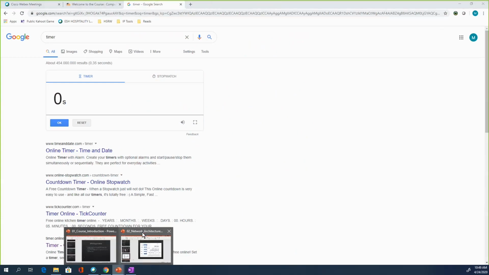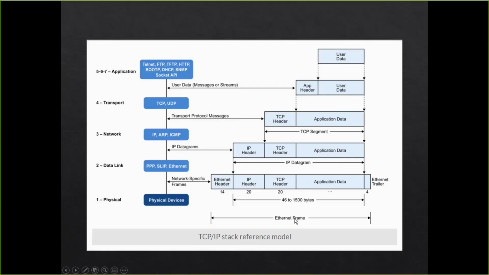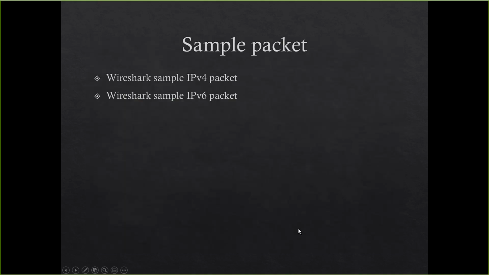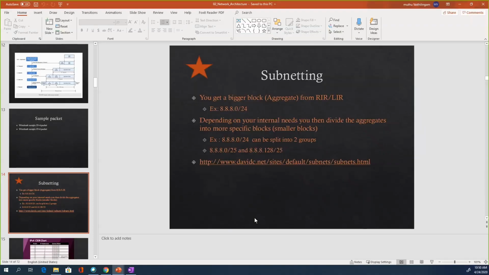Great. So next, coming back to the network architecture, we saw what happens inside the host, the TCP/IP reference model. We went through that. And then let's take this chance to look at how exactly an IP packet looks. We'll take a look at an IPv4 and an IPv6 packet.